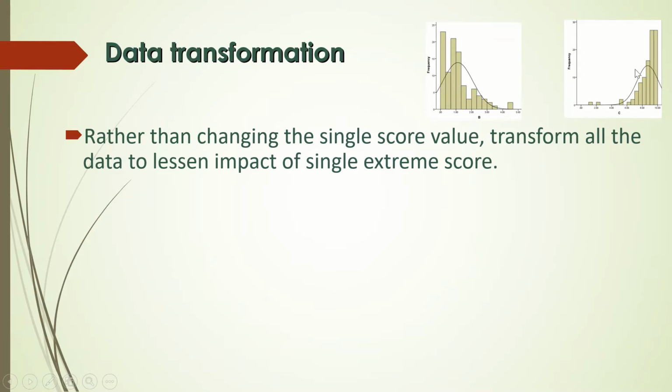So this non-normal distribution of these two data sets can be fixed through different options of transformation, to revert these data from being negatively or positively skewed into becoming normally distributed, and thus permitting usage of parametric tests for further analysis of the data. So rather than changing the single score value, you can transform all the data to lessen the impact of a single extreme score.